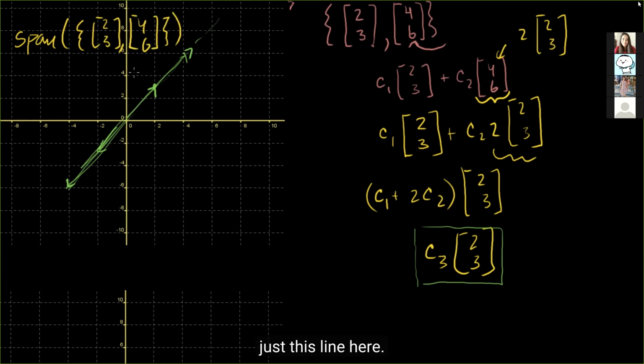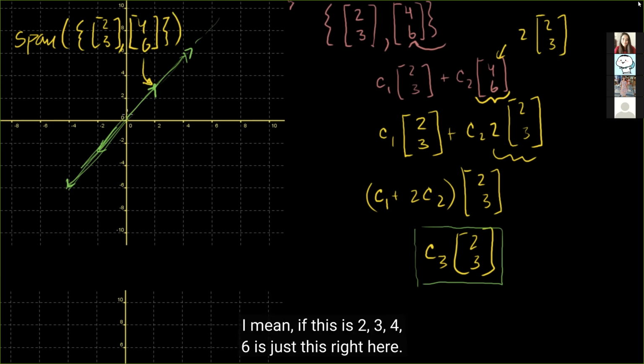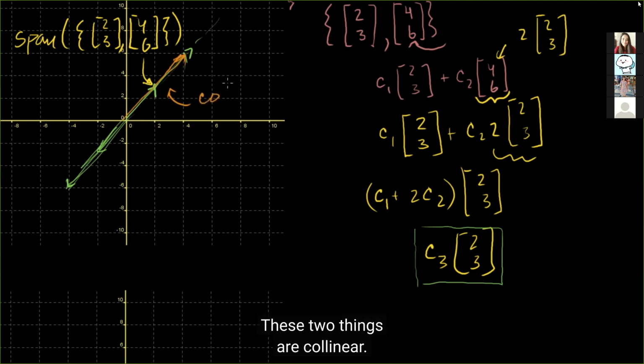is just this line here. Even though we have 2 vectors, they're essentially collinear. They're multiples of each other. I mean, if this is 2, 3, 4, 6 is just this right here. It's just that longer one right there. They're collinear. These 2 things are collinear.